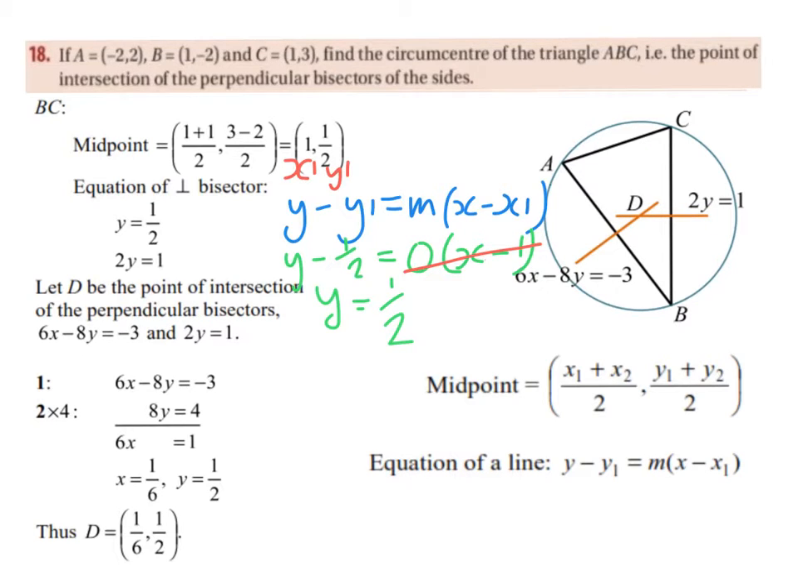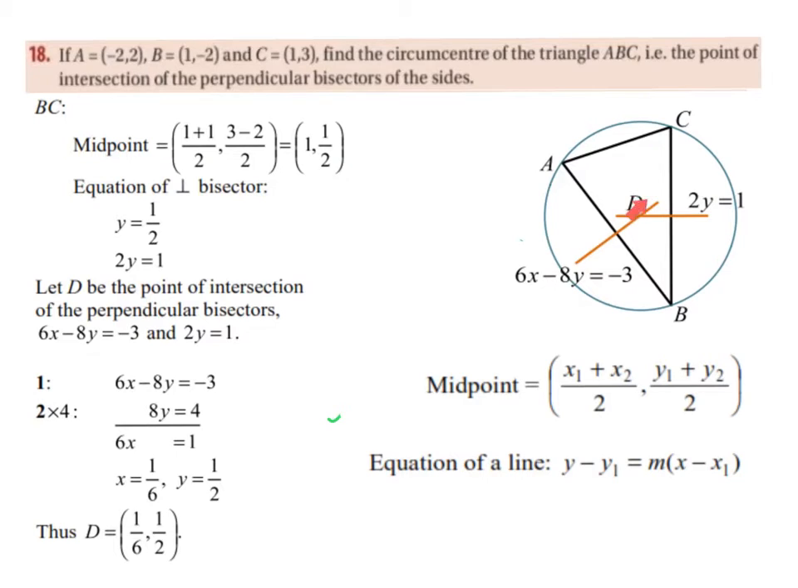But we can rearrange it so that we don't have a fraction, and we basically just multiply both sides by 2. So we get 2y is equal to 1. So the equation of our orange perpendicular bisector of BC is 2y is equal to 1. So we know that the equation of the perpendicular bisector of AB is 6x minus 8y equals minus 3. And we know that the equation of the perpendicular bisector of BC is 2y is equal to 1.